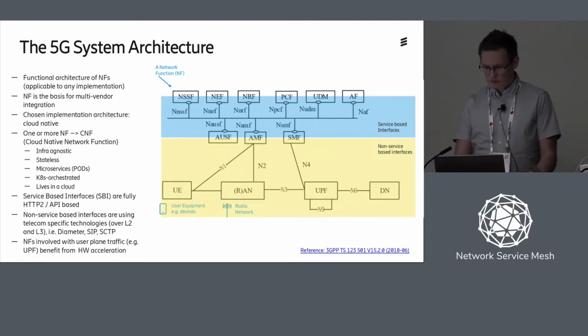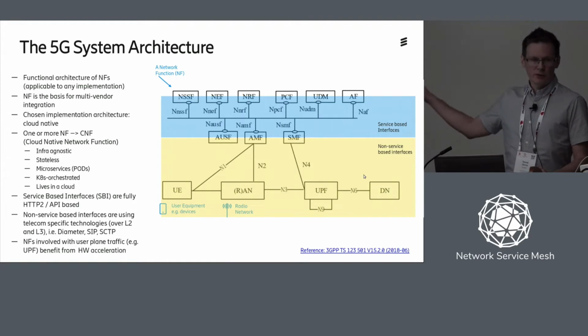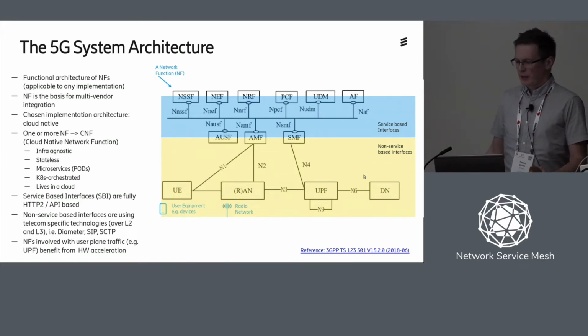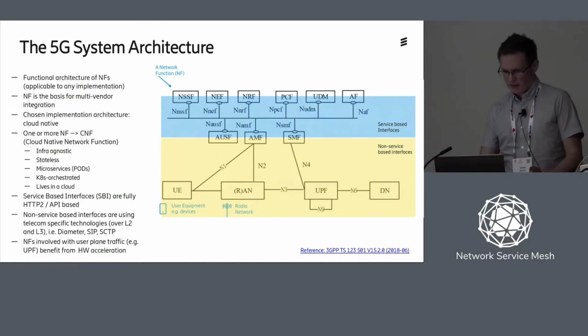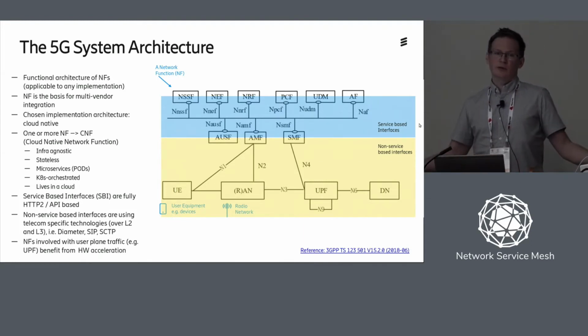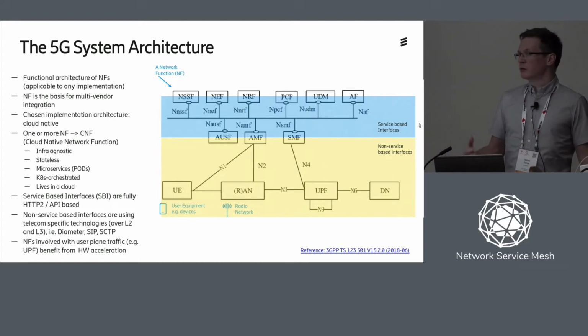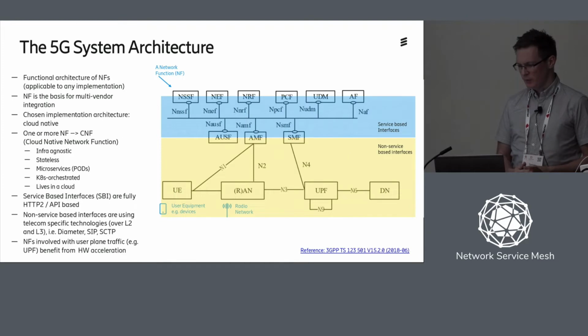Something I haven't said before, but we at Ericsson do implement the network functions in a cloud native way. So these are actually microservices running on top of Kubernetes. But you should imagine things like NSSF or NEF or NRF. These are the network functions, and in the background there are many, many microservices, pods and containers implementing these network functions. So how about the non-service-based interfaces?